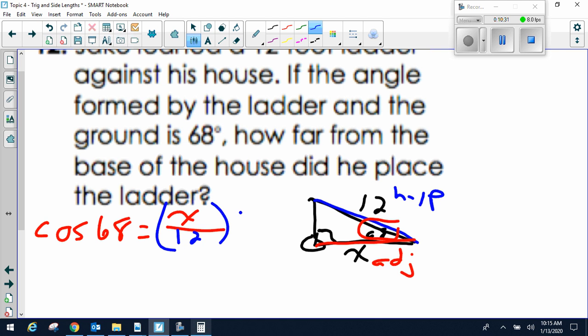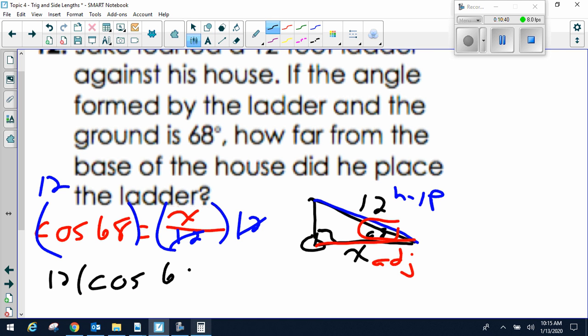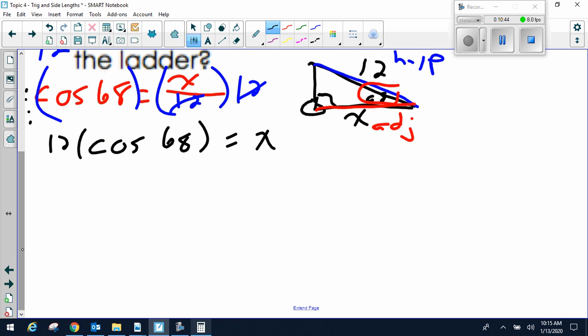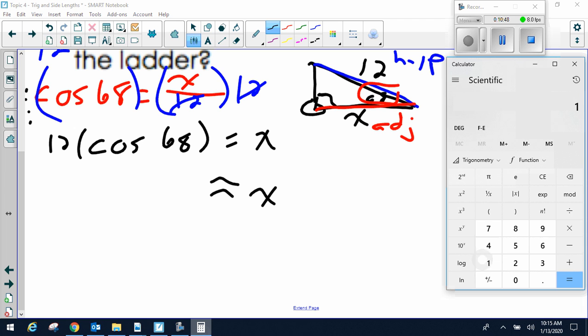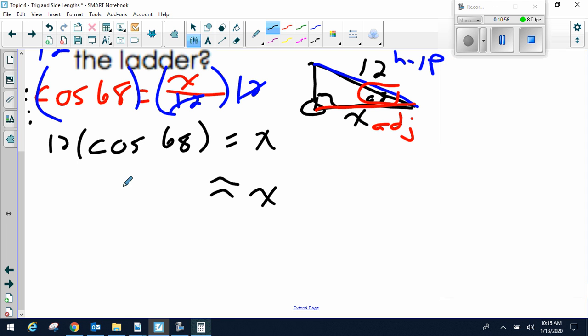So to get rid of the 12, we have to multiply on both sides. So you get 12 times the cosine of 68 equals x. So then again, once you get to that point, it's your calculator. So 12 times, open parenthesis, 68, your trig function cosine, it equals, and you get 4.5.